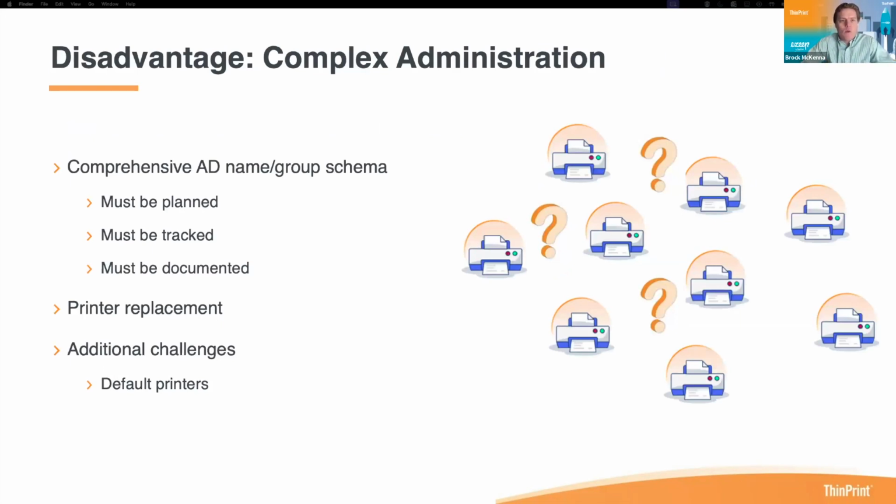Complex administration. So you'll need to have a comprehensive AD name and group schema in advance. So you're going to have to plan out what users are going to belong to what group that you're going to map your GPOs to. Once that's in place, you're going to need to track any changes to it and document any changes to it. So if you update any printers, you're going to have to replace or update the group that you replace the printer with. And then pushing the default printers is a bit of a hassle as well with GPOs.